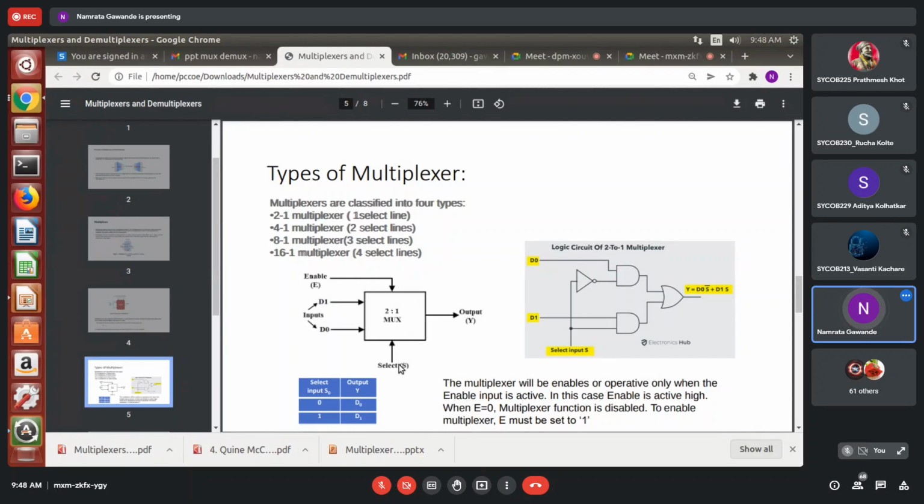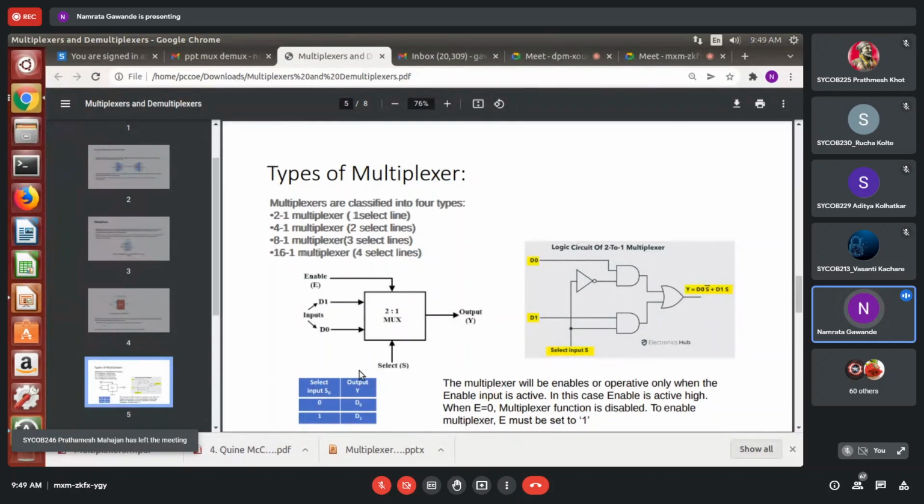Now here you can see that there are 2 inputs. Any one of the inputs will be selected by the select line. There is only one select line, based on 2 raised to power 1 equal to 2. That select line value can be either 0 or 1. Here you can see this truth table, where the select input values are given as 0 and 1. Based on that select input value, any one of the data inputs will be passed on as the output.